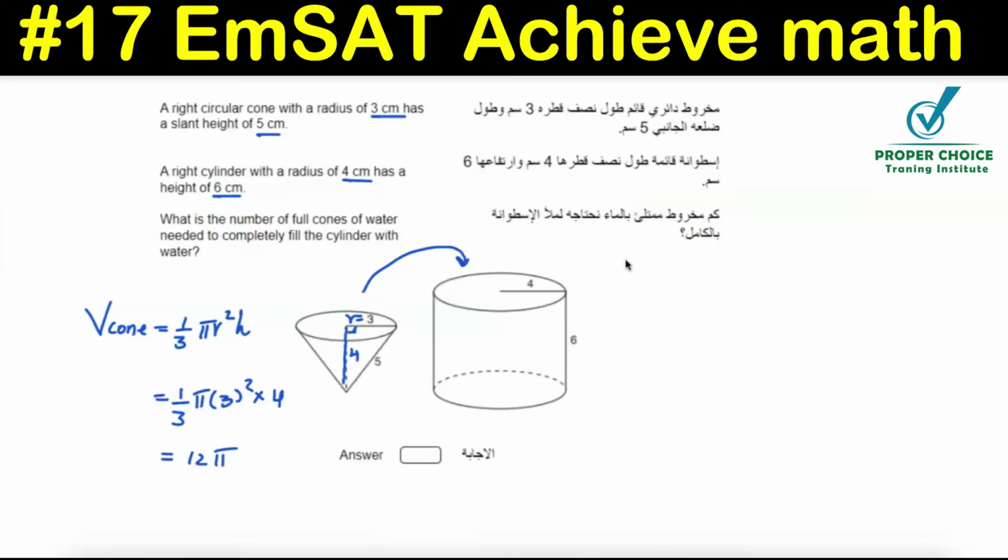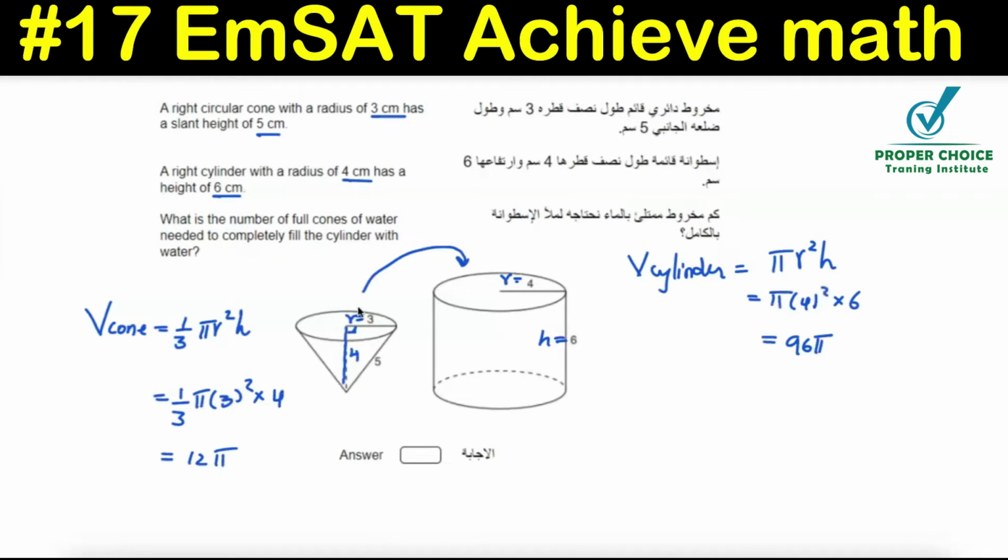Similarly, find out the volume of the cylinder. As all the values have been given to us, the volume of the cylinder is pi r square h. Substitute: pi times the radius of the cylinder, which is 4, and the height of the cylinder, which is 6 centimeters. So it's 4 square times 6, that gives us 96 pi.